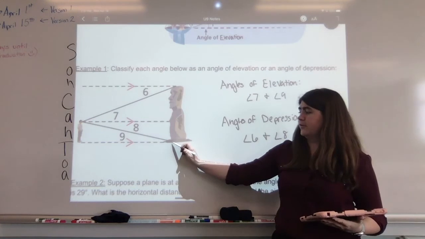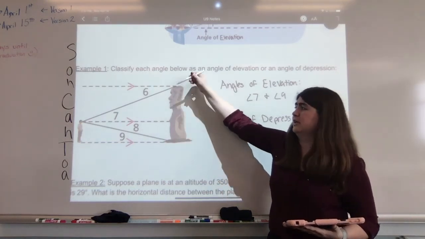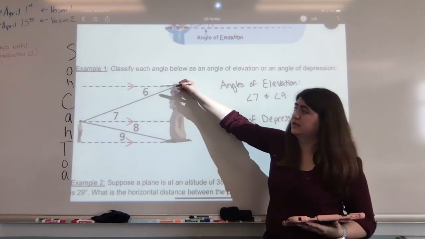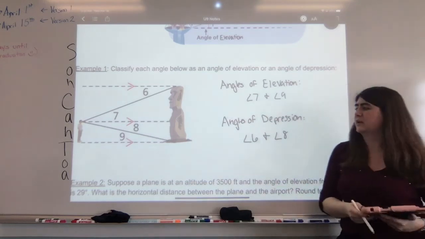So our starting point over here is looking up, meaning 9 is going up. Our starting point over here is looking down, so angle 6 is going down. It also drops down from this horizontal line. That's part of it as well.